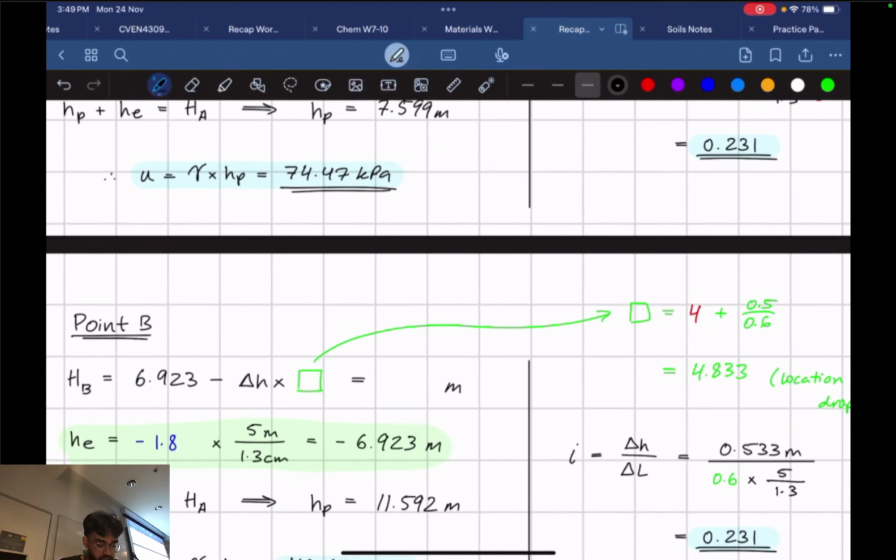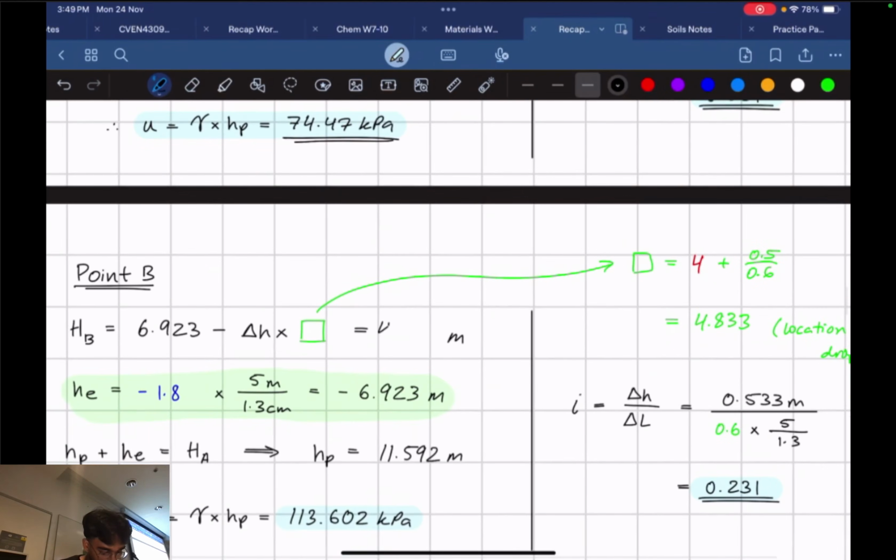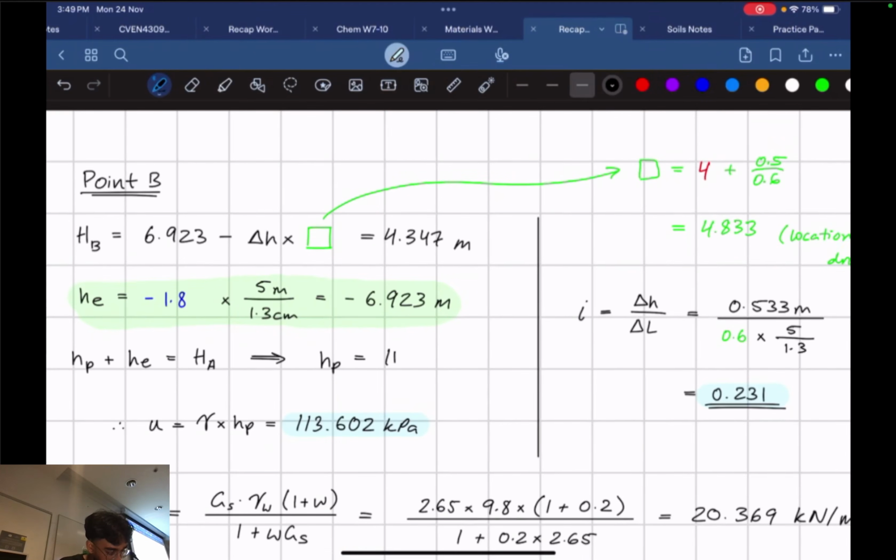You get 6.923 minus 0.523 times 4.35347. That number will be different as well, plus 6.923, 11.27. And then this number will also be different: 110.446 kPa. Okay, any questions about this one?